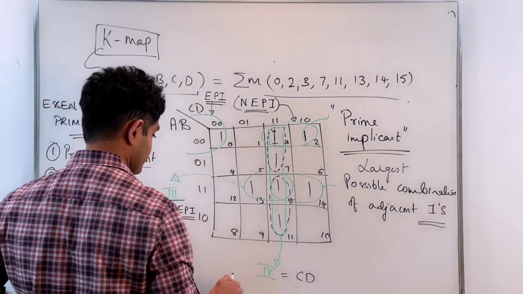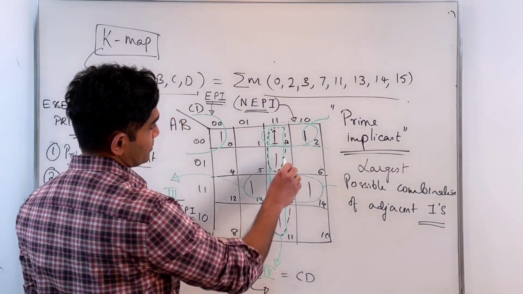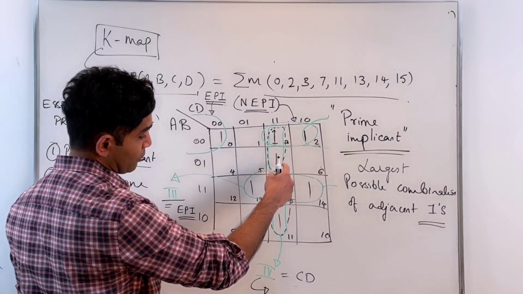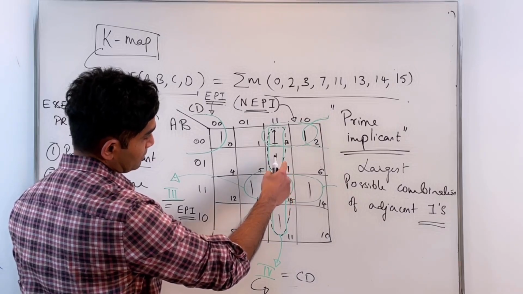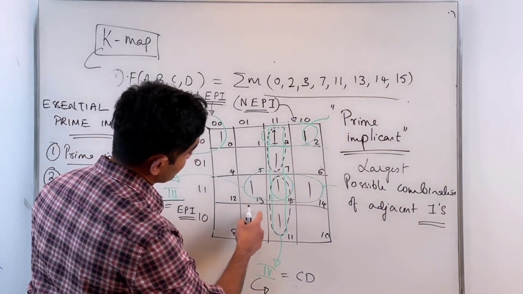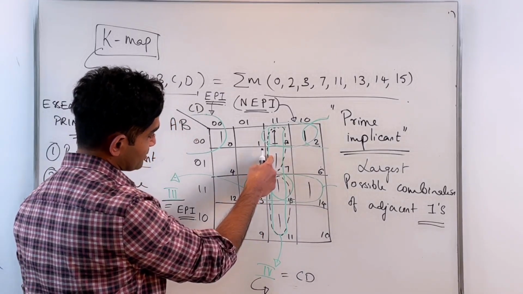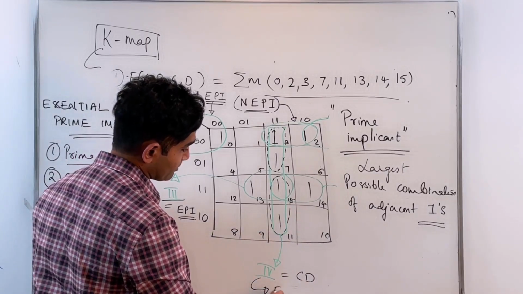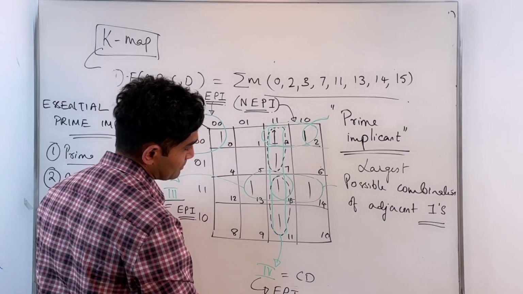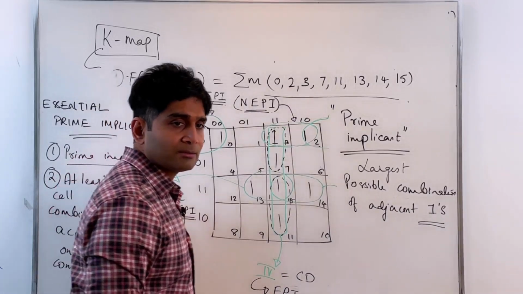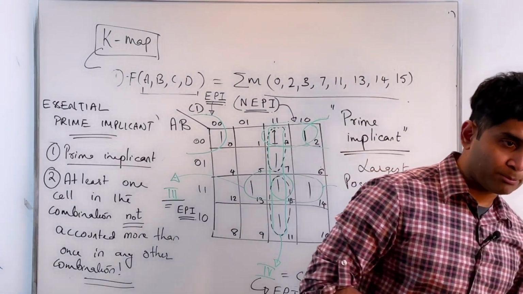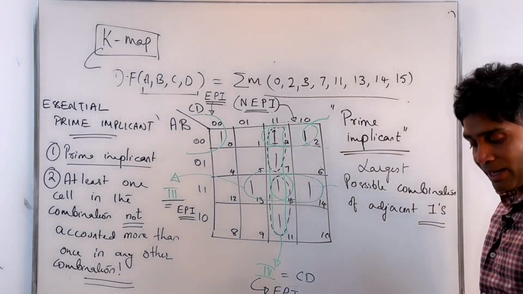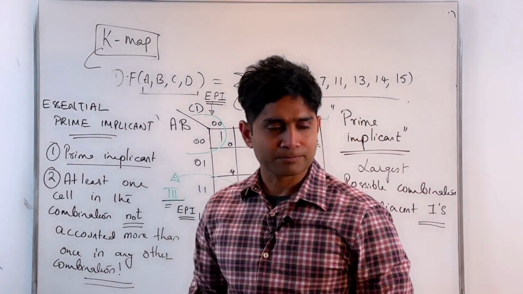4, I have multiple cells that are not accounted more than once. So for example, this cell is not accounted more than once. This cell is not accounted more than once. So of course, my 4 is also an essential prime implicant. So that's how I can classify my prime implicants as essential prime implicants and non-essential prime implicants.